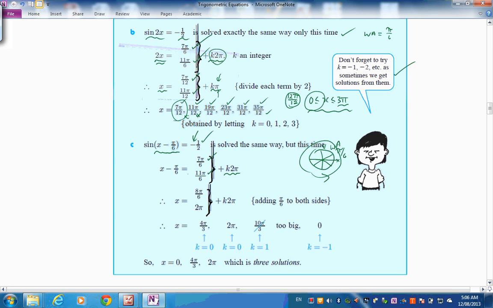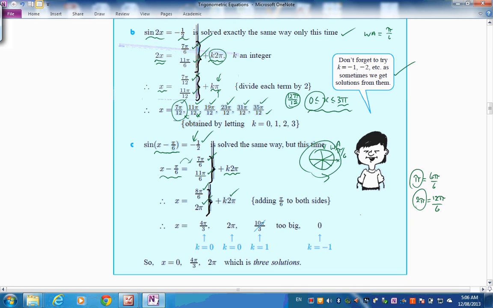Now, this time, however, the angle was not x. It wasn't 2x either. It's x take pi on 6. So now we have to solve that. Add pi on 6 here. So that becomes 7 pi on 6, and 11 pi on 6 plus pi on 6 is 12 pi on 6. Remember, because pi is 6 pi on 6, 2 pi is 12 pi on 6. If you're working with fractions of pi, this is a good trick, to express pi itself and 2 pi as those fractions there. And we've still got plus k times 2 pi.